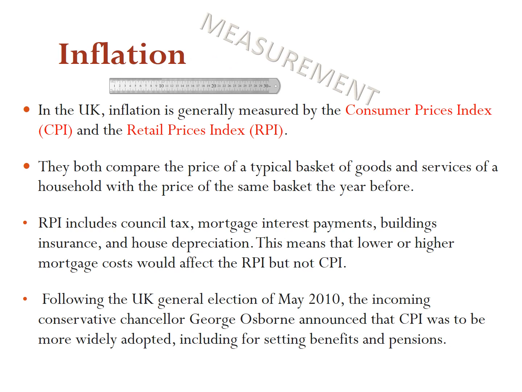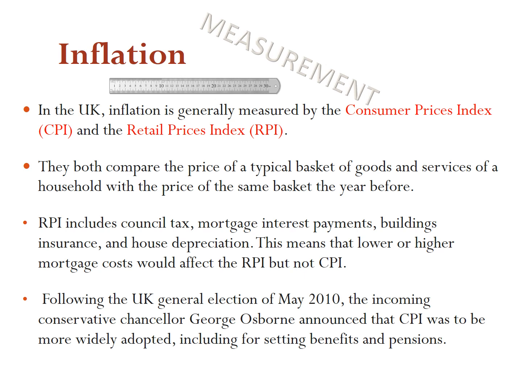So how do we measure inflation in the UK? In the UK, inflation is generally measured by the Consumer Prices Index, the CPI, and the Retail Prices Index. Lately, we haven't been using the Retail Prices Index. We have focused on the Consumer Prices Index. They both compare the price of a typical basket of goods and services of a household with the price of the same basket the year before. The RPI includes council tax, mortgage interest payments, buildings insurance, house depreciation. This means that lower or higher mortgage costs would affect the Retail Prices Index, but not the CPI.